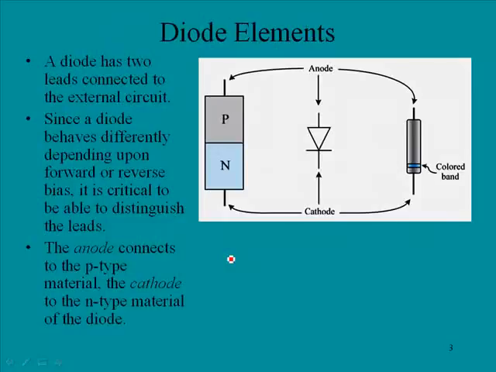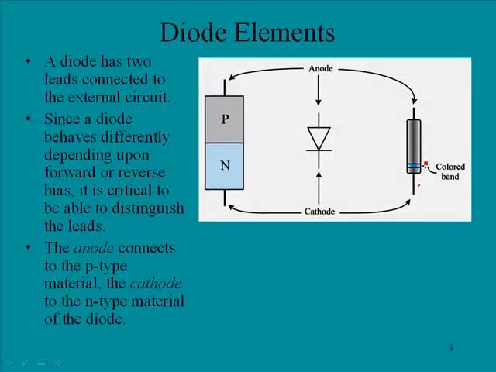Okay, diode elements. A diode has two leads connected to the external circuit, and here we have a little diode, and this would be the two leads. Since the diode behaves differently depending upon forward or reverse bias, it is critical to be able to distinguish the leads. The anode connects to the P-type material. This would be the anode right here, which connects to the P material, and the cathode connects to the N-type material right here.